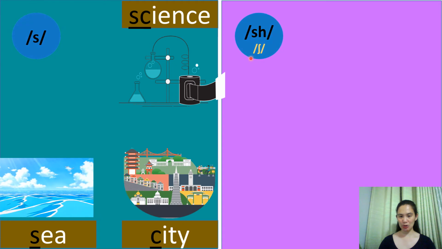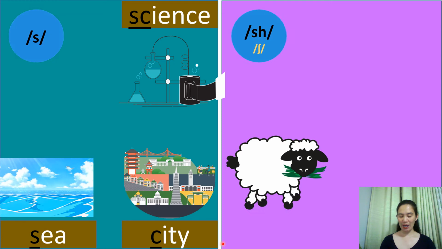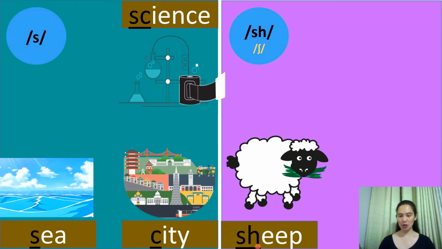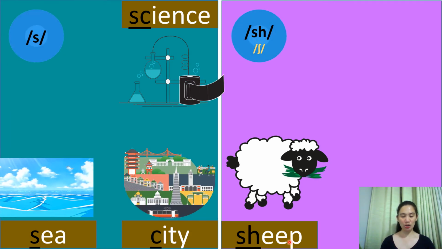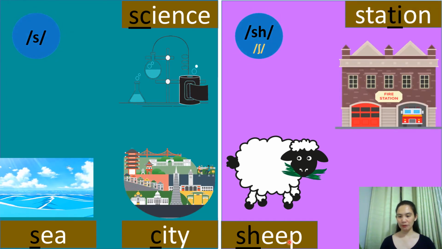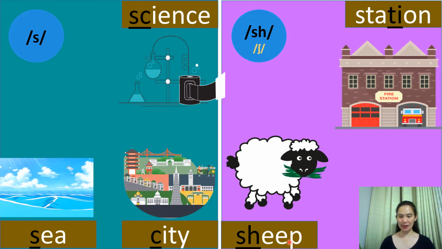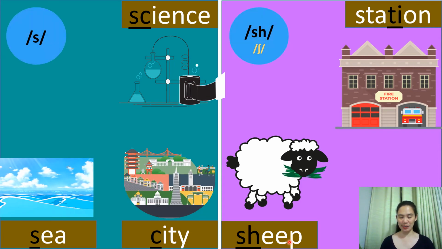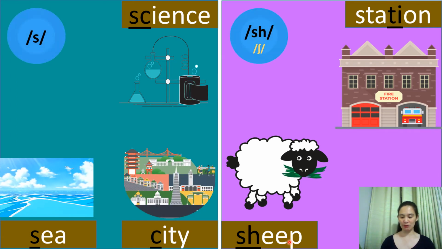Now let's proceed to the words with sh sound. We have the word sheep. The digraph SH here always has the sound of sh, just like in the words shut, shake, and sharp. Station. The TI followed by ON has the sound of sh and can also be heard in words like attention and nation.